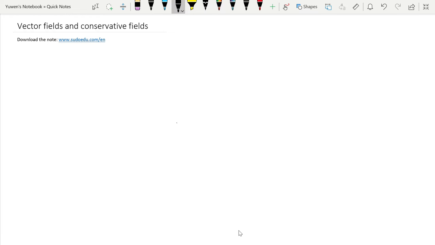Now we started the vector fields. What is a vector field? There are some examples of vector fields, like the electrical force in physics or gravitation.